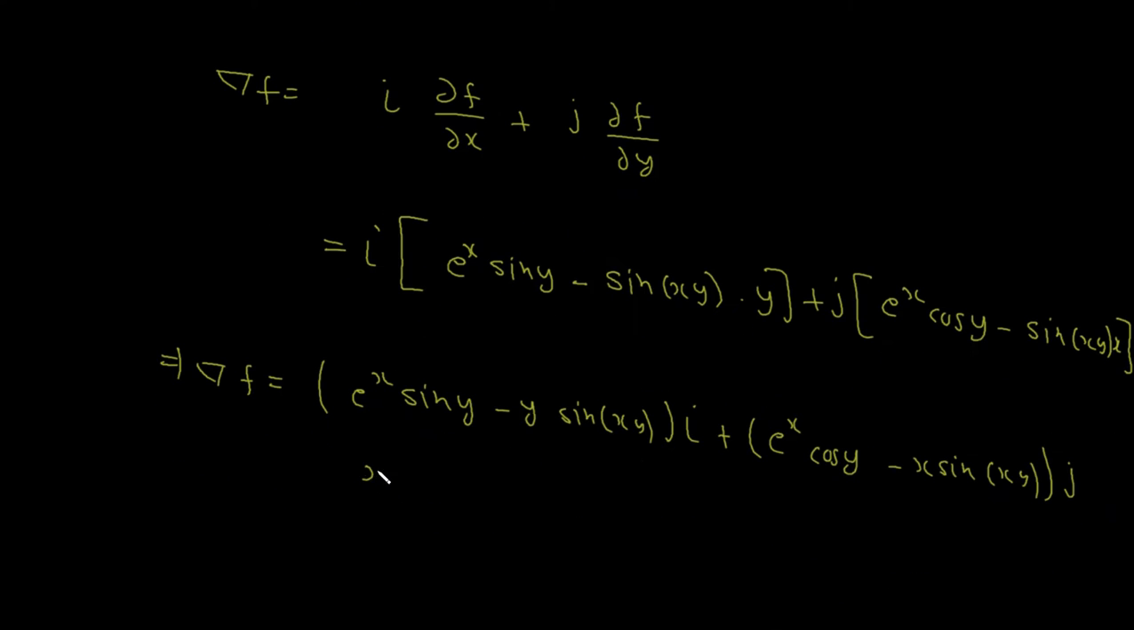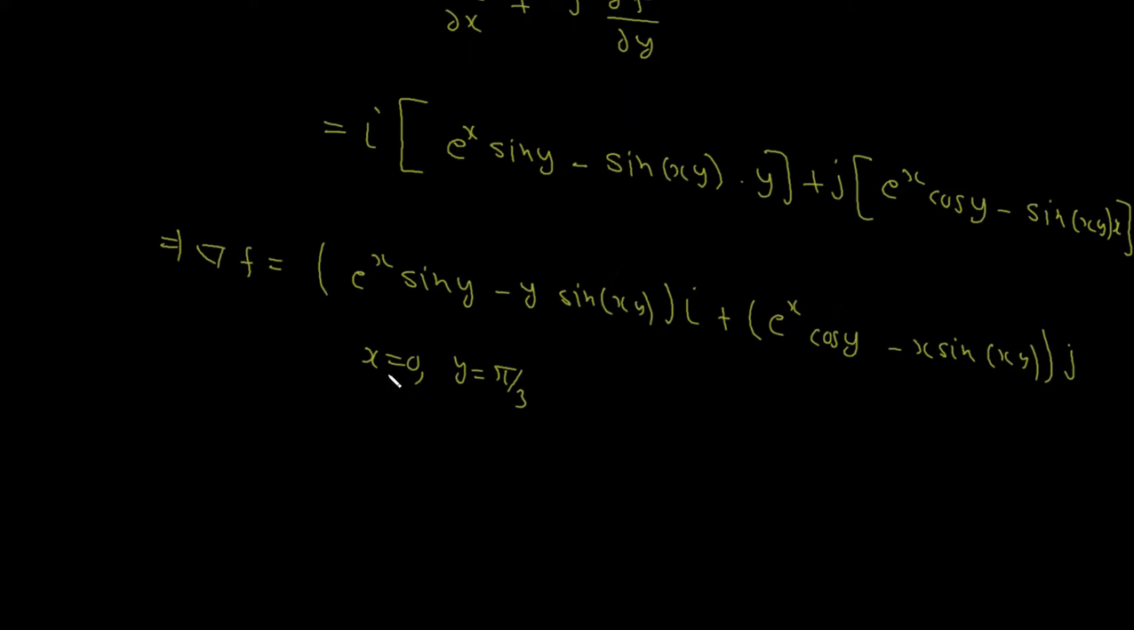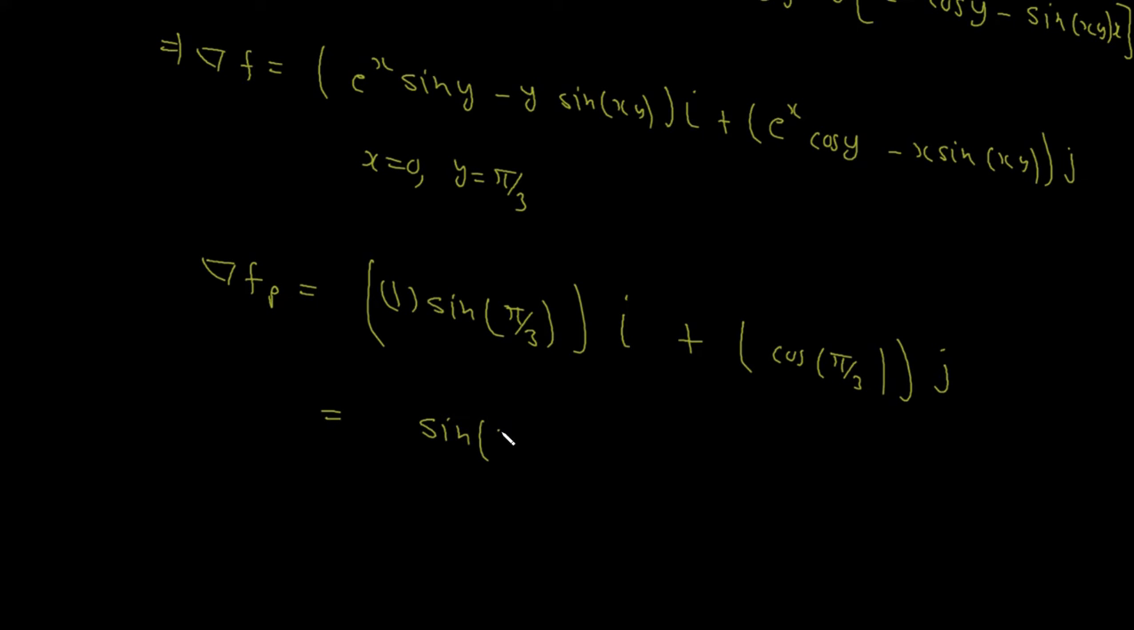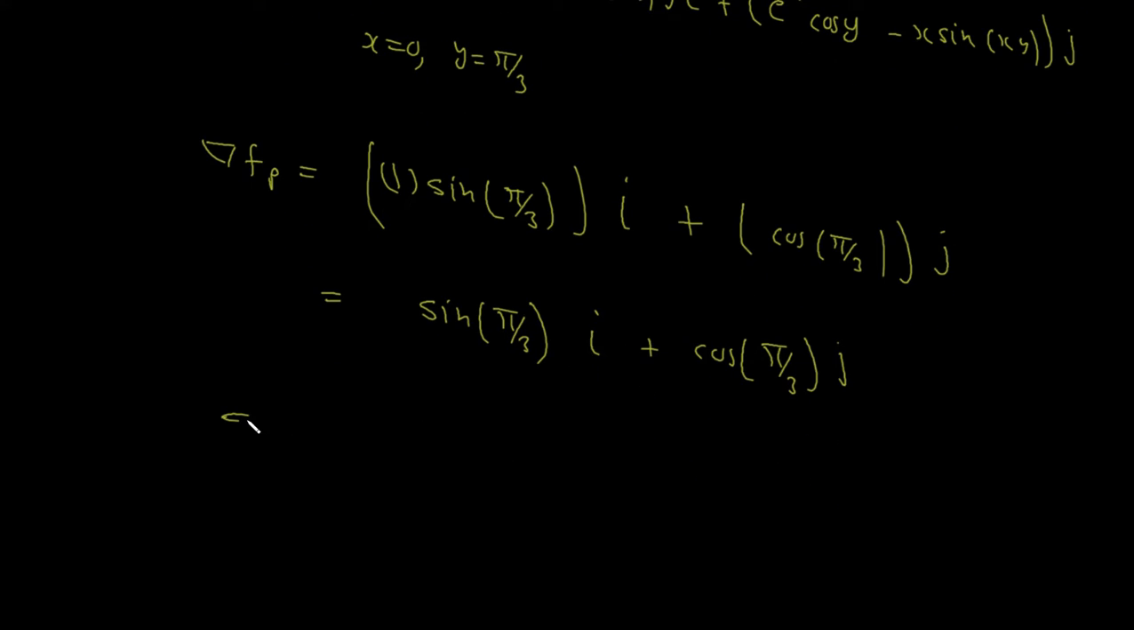Now next we put x equals 0 and y equals pi over 3. So after putting these values here, we obtain gradient of f at the point p is equal to e to the power 0 equals 1, sin pi over 3, sin 0 is equal to 0, i plus e to the power 0 equals 1, cos pi over 3, and sin 0 is equal to 0, j, equals sin pi over 3 i plus cos pi over 3 j. Gradient of f at the point p, sin pi over 3 is equal to root 3 over 2 i plus cos pi over 3 is equal to 1 over 2 j.